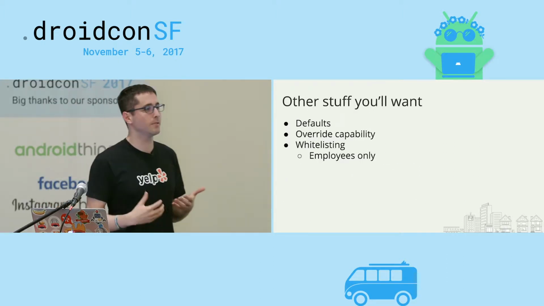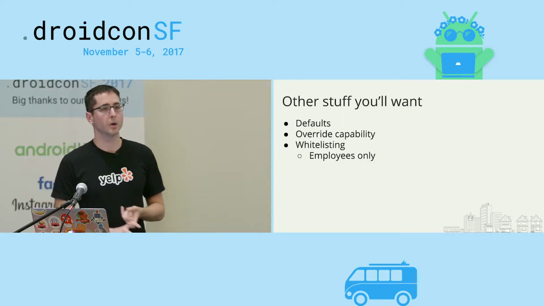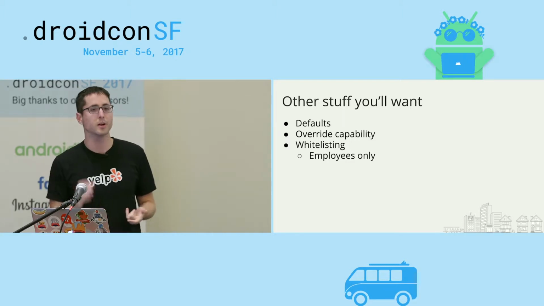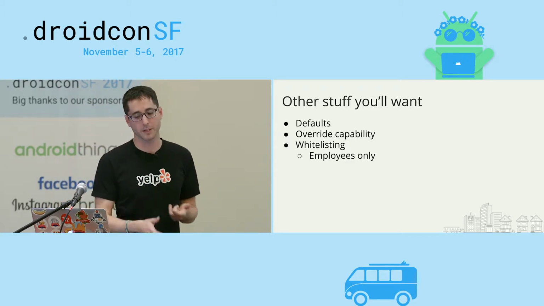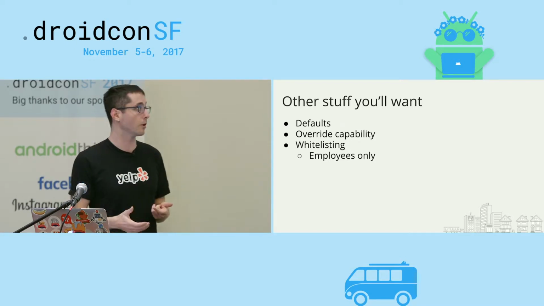Some other things to be mindful of with your bucketing system are you're going to want some way to do defaults. So you're going to want some way to say that for whatever reason I couldn't get allocation information for this user, show them a default experience that's sensible and good, and log the fact that we couldn't actually get a cohort for them.